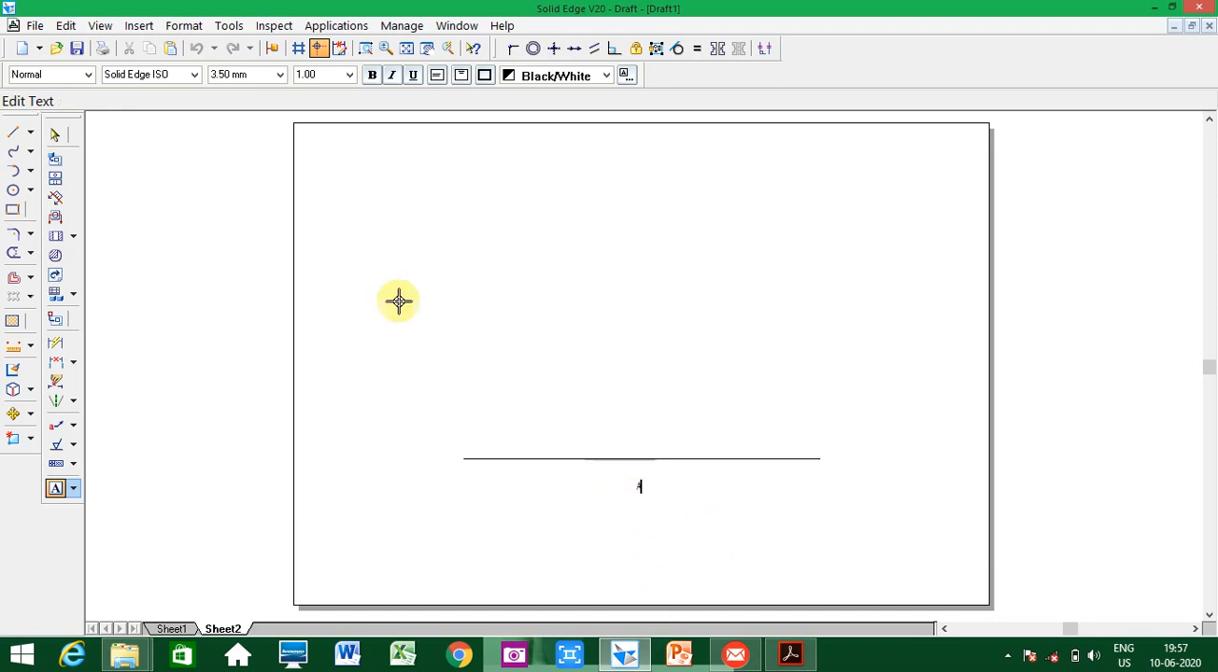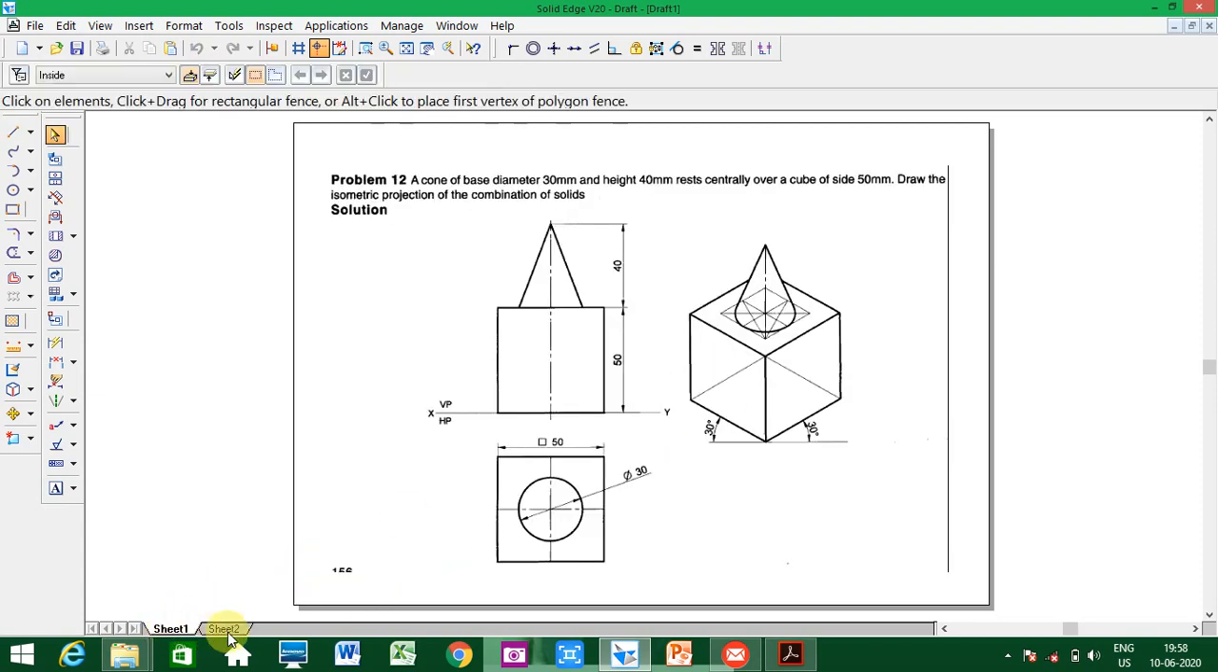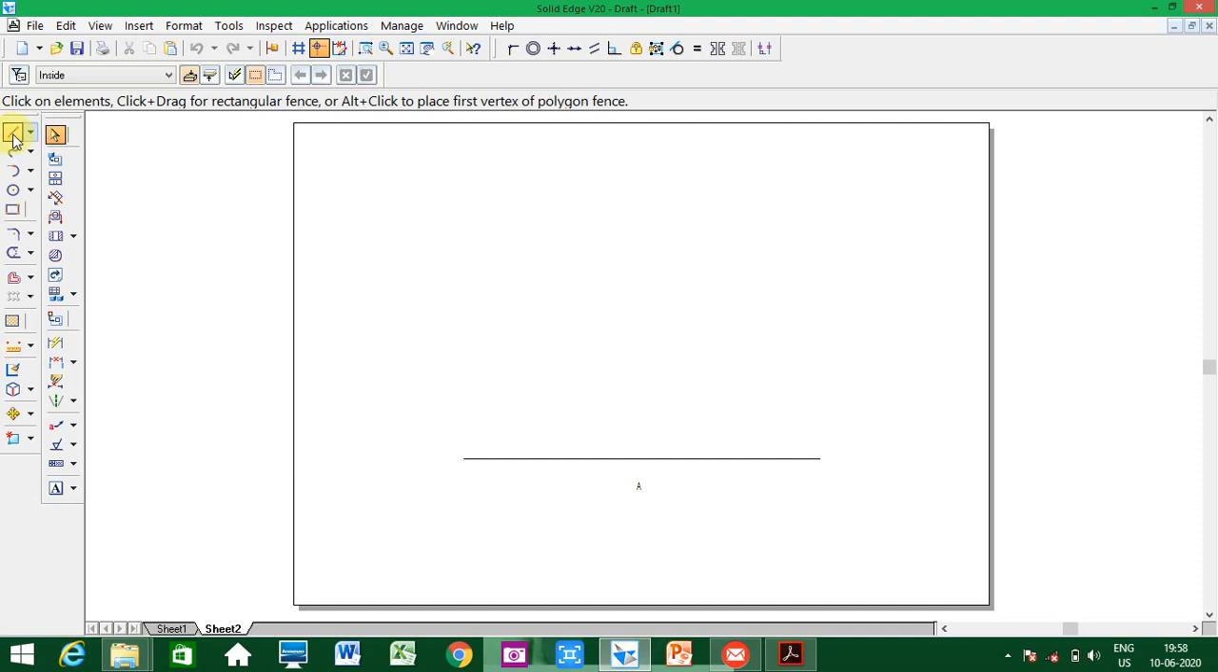From there I'll draw a line at an angle of 30 degrees. I maintain the 30-degree angle because for isometric you have to draw at 30 degrees. So what is the length? What is the cube dimension? 50 mm, as he has mentioned here. See, it is 50 mm. Then I'll draw this. Now I'll draw it, so I take 50 mm here.